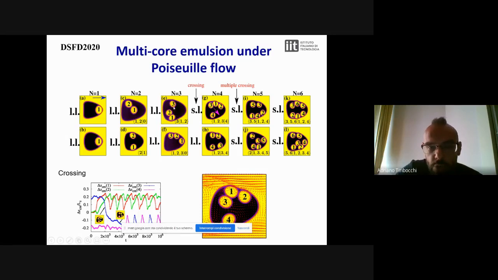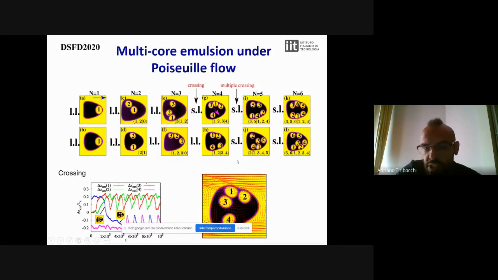A rather similar behavior occurs when you have three cores. You may have a state in which there are two cores in the lower region and one in the upper region, or three cores just rotating in the upper region. Whereas if you increase the number of cores, you observe some crossing, a sort of level crossing from one state to the other, due to the complex coupling of the flow field with the interface. Here you have a picture of the flow field within the cores, and you see that the flow field pushes droplet number three to the lower region. Then you see the transition if you plot the displacement of the center of mass: it gets coupled with droplet number four, and then they start to rotate in a similar way to droplets one and two in the upper part of the emulsion.